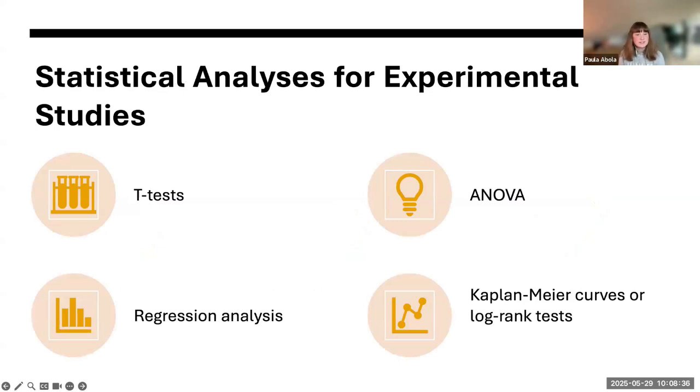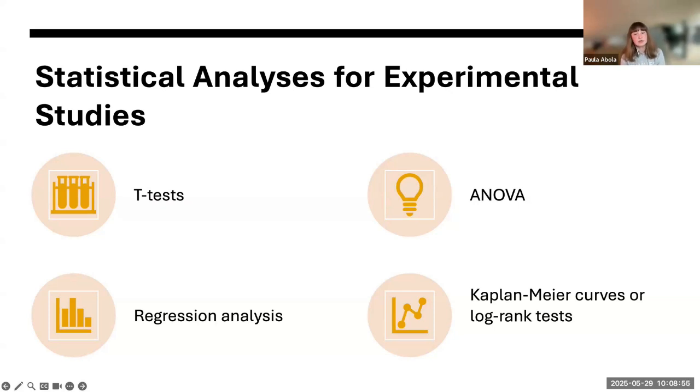And if we turn to statistical analyses, we have different kinds for experimental studies. Firstly, we have t-tests, and these are used when you want to compare the means or averages of two groups to see if they're statistically different from each other.